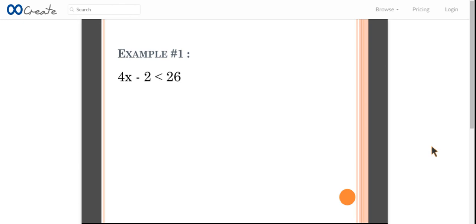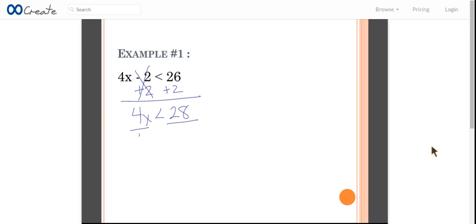All right, so I have 4 times some number x minus 2 is less than 26. So I start with, I want to get rid of the -2. So I add the 2 positives to cancel that out. And what I do on that side, I have to do on the other. So the 2's cancel out, and I'm left with 4x is less than 26 plus 2, which is 28. So 4 times some number is less than 28.